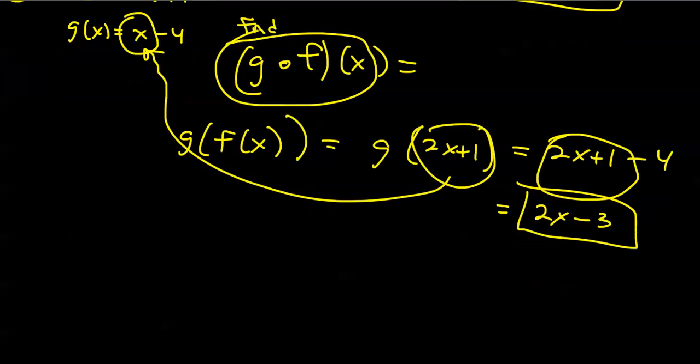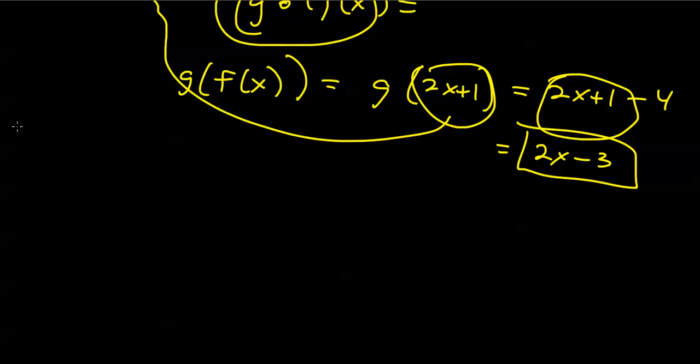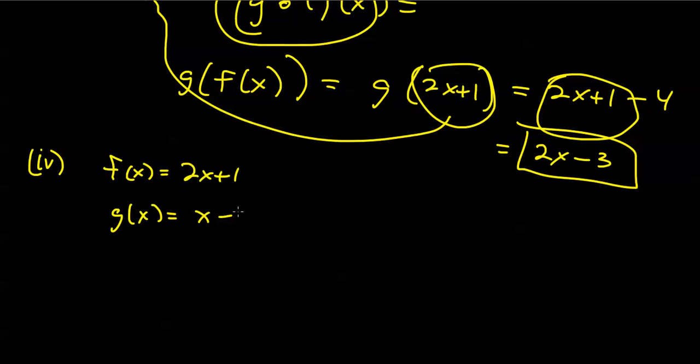Alright, let's see, I want to do a fourth one here, again regarding these same two function assignments. Well, this is number 4. Again, they've gone up screen. Let me write them down again. f of x equals 2x plus 1. g of x equals x minus 4.